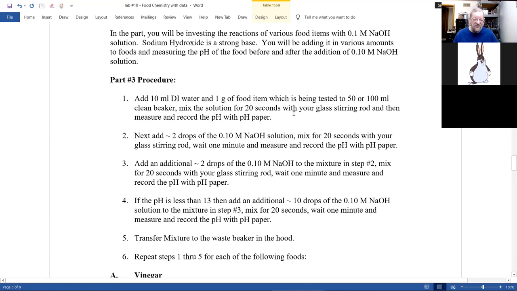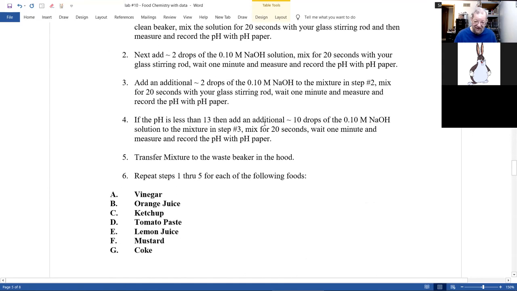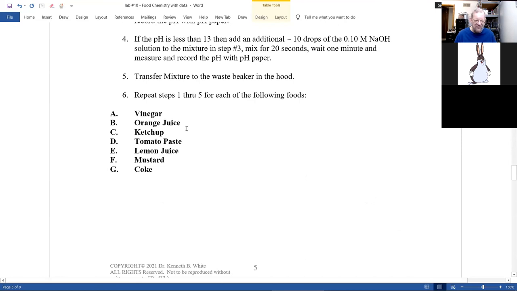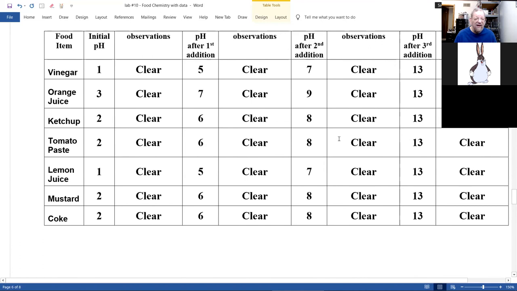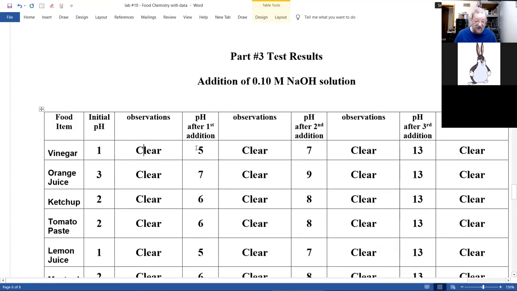You'll first measure the pH of the food item again. Add a couple of drops of sodium hydroxide solution, measure the pH, add a couple more, and then add a whole lot more. And you'll measure for vinegar, orange juice, ketchup, tomato paste, lemon juice, mustard, and Coke. And here I've got the right one, this is correct, it's just clear. And notice vinegar initially is pH 1. After the first addition of sodium hydroxide, the pH increases to 5. Next one, it goes up to 7. And the last one, it goes all the way up to 13.